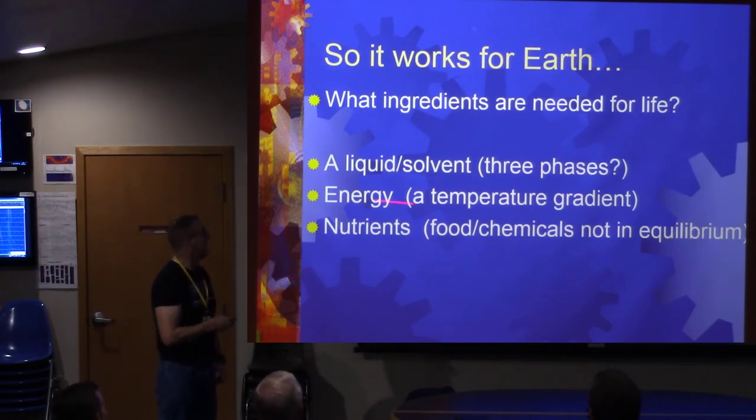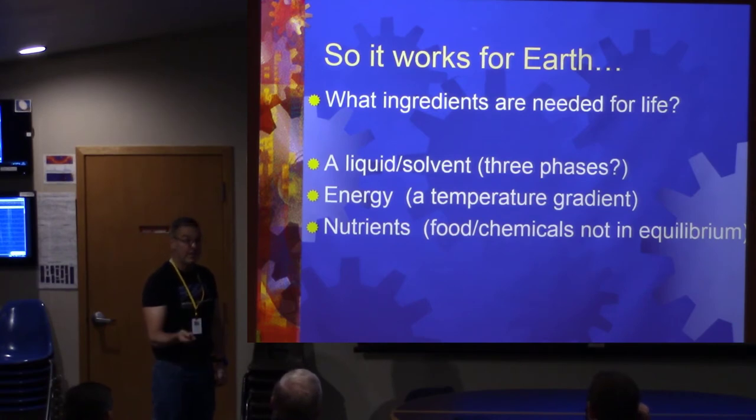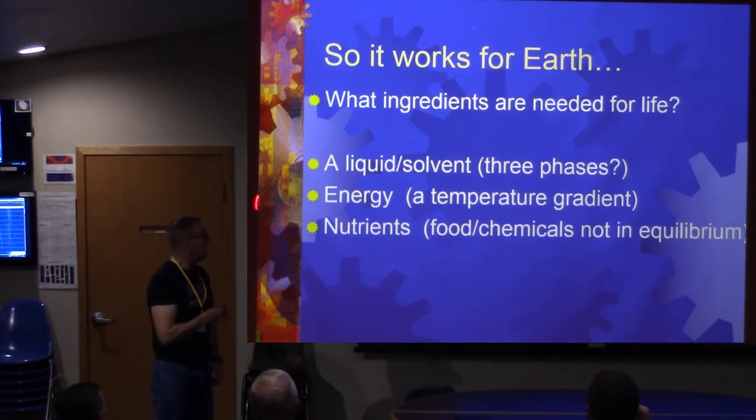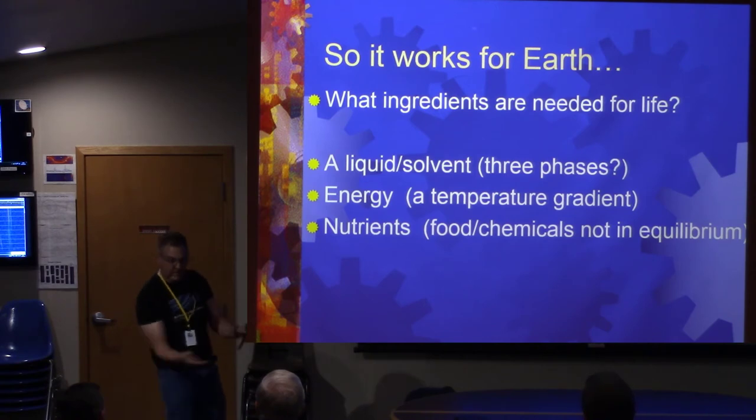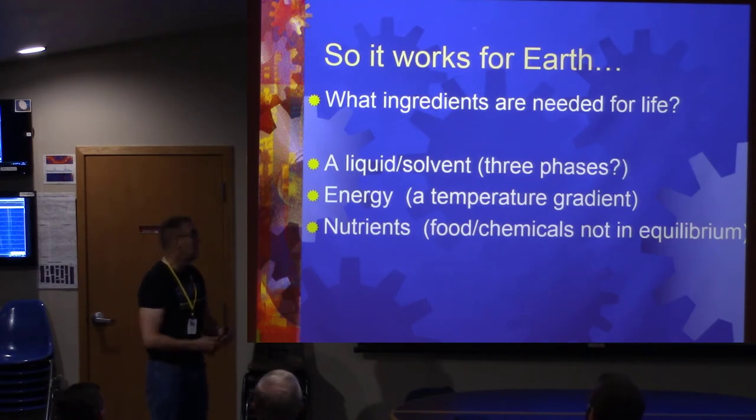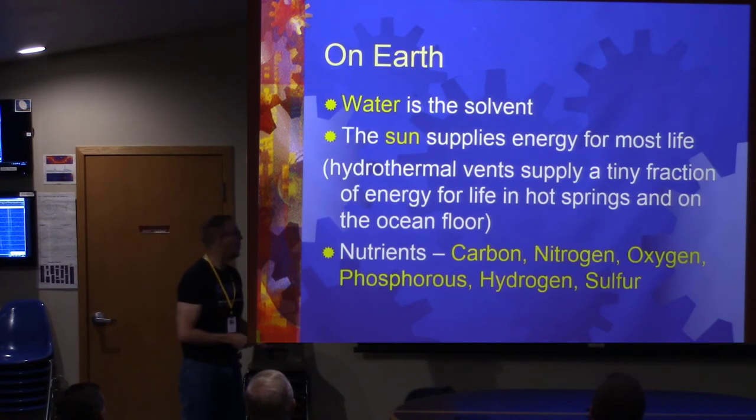We also need energy, a temperature gradient. It doesn't just have to be the star. It can be the interior of a planet cooling from its formation. It could also be the interior of a planet heated by tidal forces, and we'll explore all these. And you need nutrients, some chemicals that are useful for biological chemistry. They're also not in equilibrium. There's more of it over to the left and less of it to the right. It wants to flow, diffuse in that direction, and that's important.